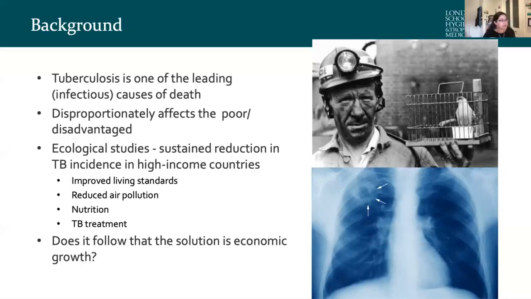So, as I said before, TB remains one of the leading causes of death, and disproportionately affects the poor and disadvantaged. Many historical studies have shown sustained reduction in TB incidence in high-income countries, and some of the hypotheses for this finding are improved living standards, reduced air pollution, nutrition, and TB treatment. But the question is whether it follows that the solution is economic growth.